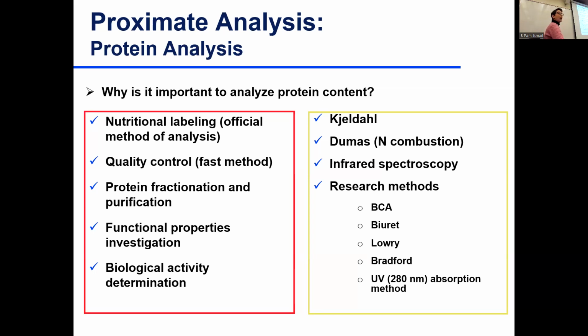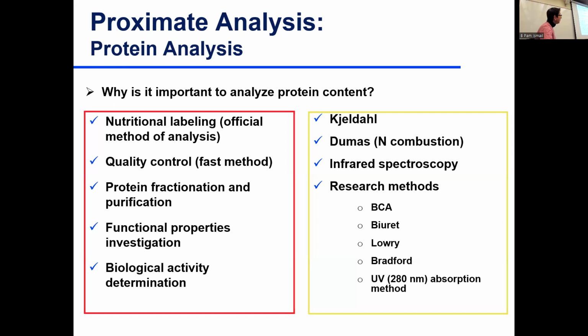And the cost of that ingredient increases with the amount of protein that is in it. Whey protein isolate has a minimum of 90% protein. So depending on the ingredient we produce and how we label it, we have to find out its protein content.